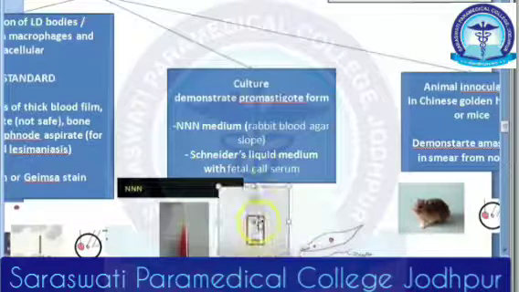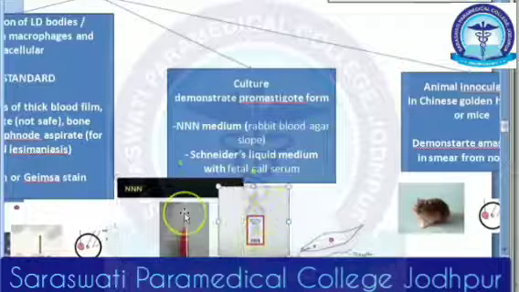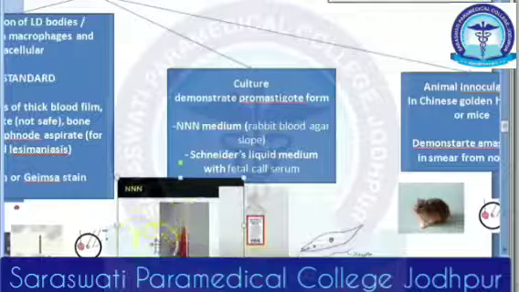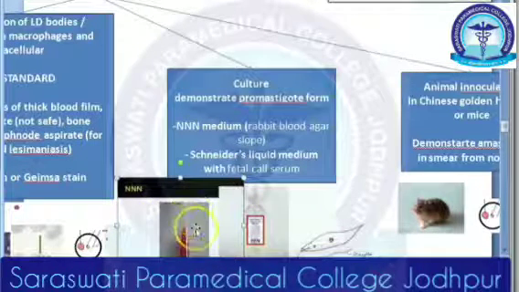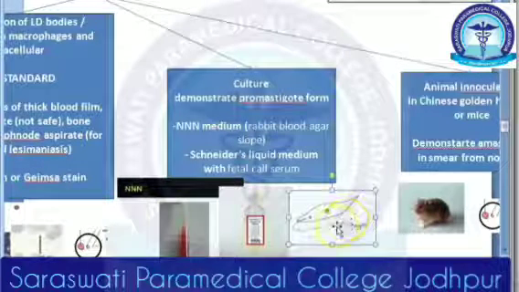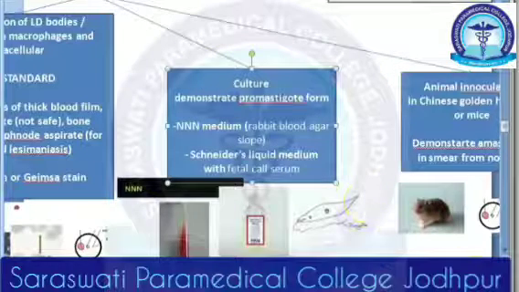So this is Snyder liquid media, NNN media. Remember Snyder liquid media and NNN, that rabbit blood agar slope media, can be used to demonstrate the promastigotes of Leishmania. This is the promastigote. So that is what culture is.